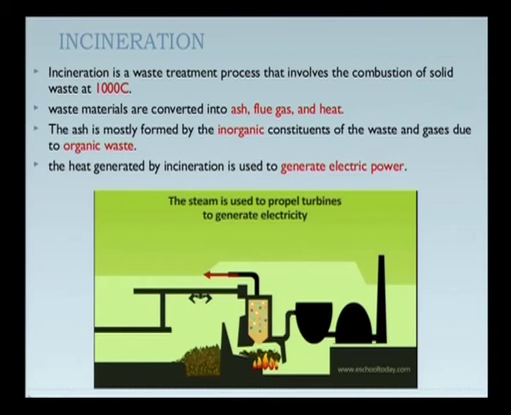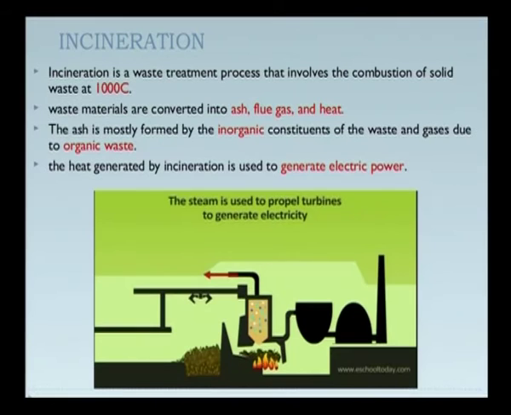Incineration is a waste treatment process that involves the combustion of solid waste at 1000 degrees Celsius. Waste materials are converted into ash, flue gas and heat. This ash is mostly formed by the inorganic constituents of the waste, and the gases due to the organic waste. The heat generated by incineration is then used to generate electric power. So, the steam is basically used to propel the turbines, and that turbine in turn produces electricity.